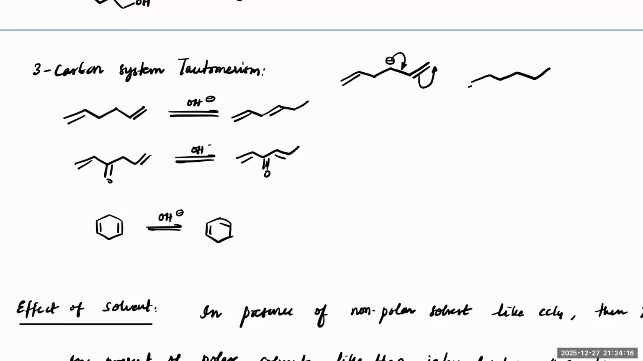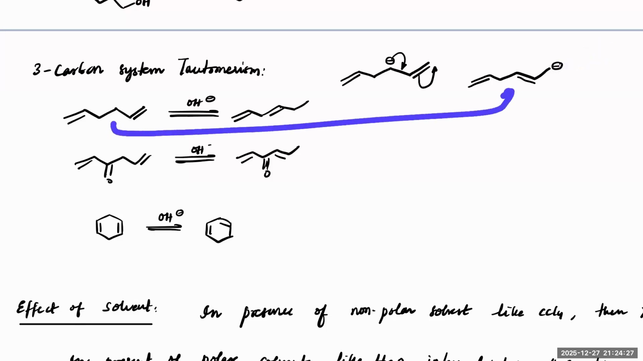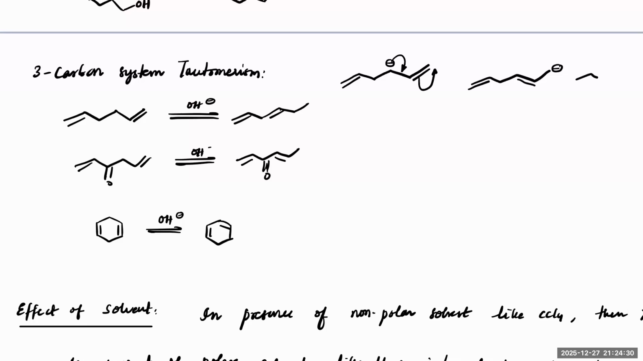So what would happen now? I have a double bond here. Now I have a double bond here and a minus charge here. And that minus can take the H plus which is lost. Therefore, this part is converting into this part now. Okay, that is after putting the hydrogen here.